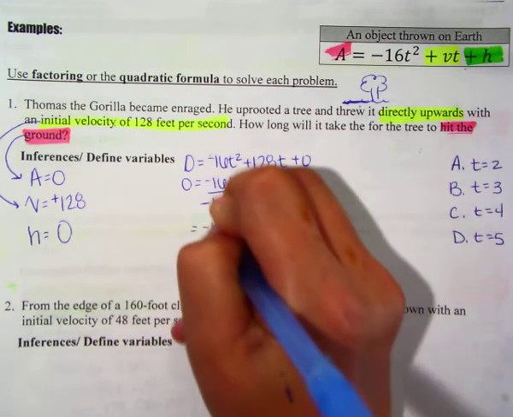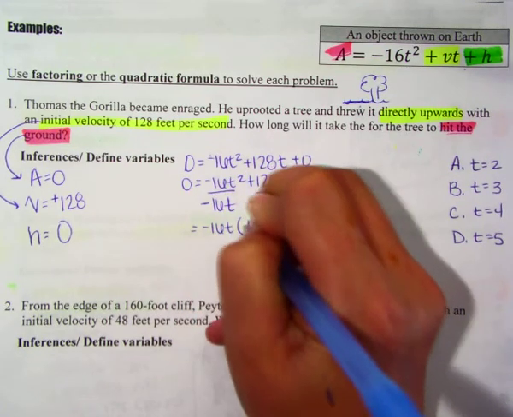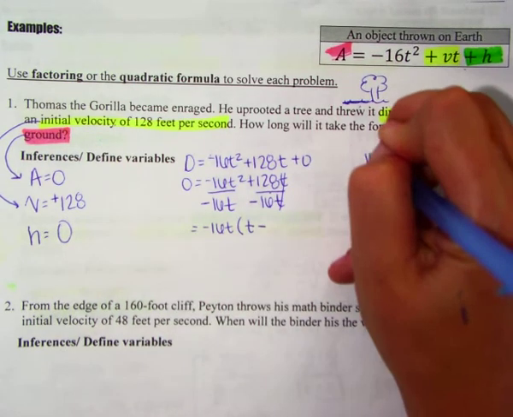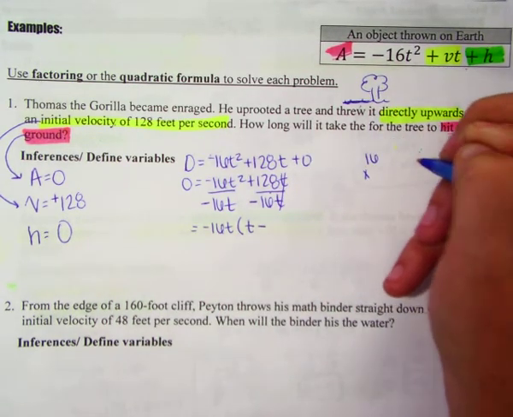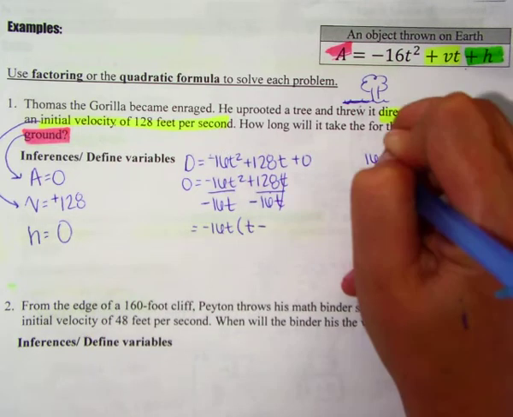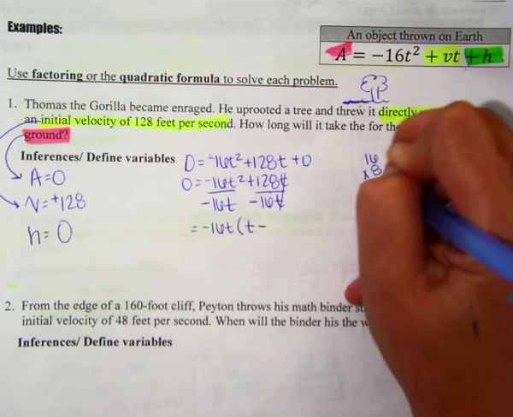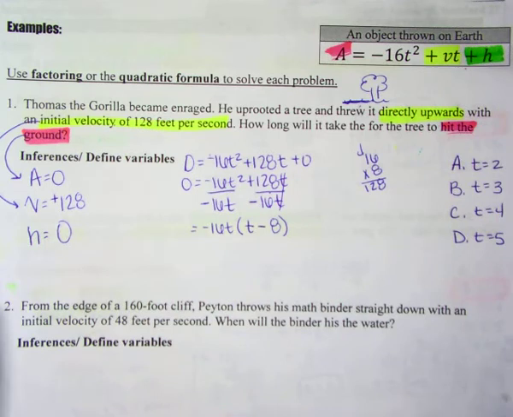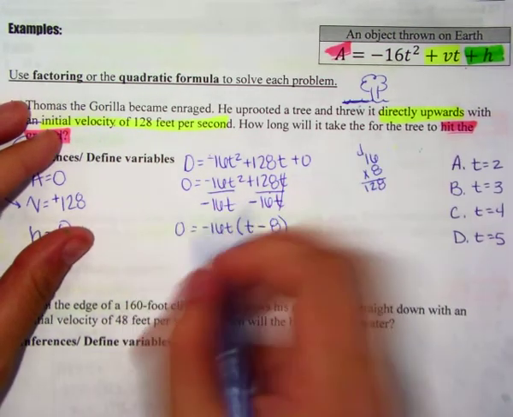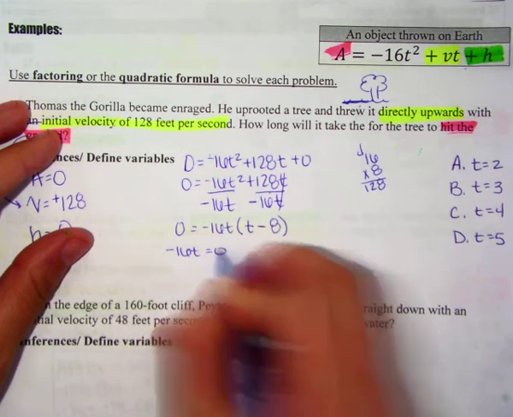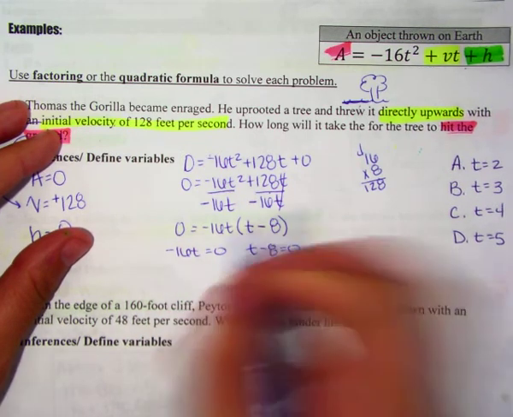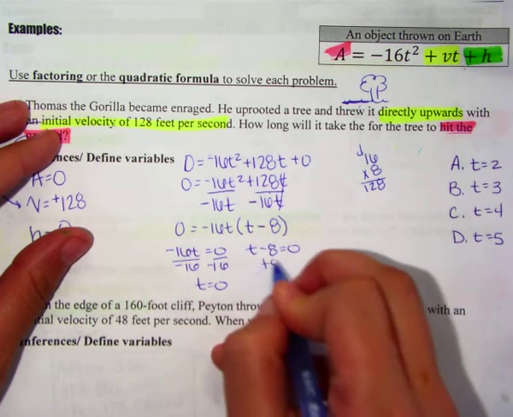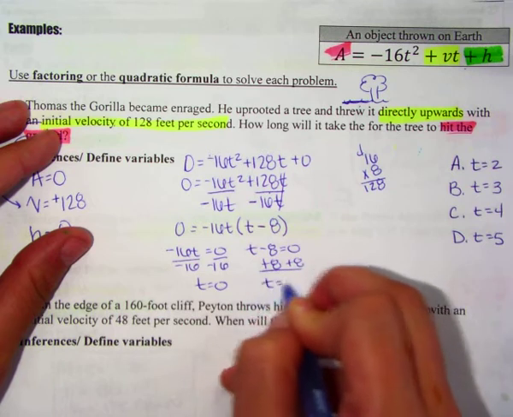So this is equal to negative 16t parentheses t minus 128 divided by 16. I believe that's 16 times 4 is 64, 16 times 8 is 128. So yeah. Set each of the factors equal to 0. Divide both sides by negative 16. You get t to equal 0. Add 8. You get t to equal 8.